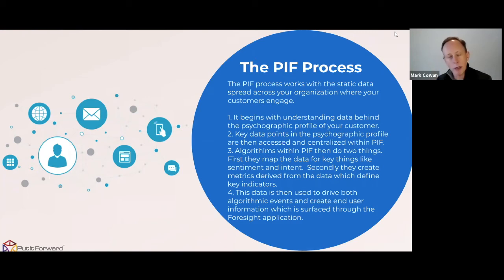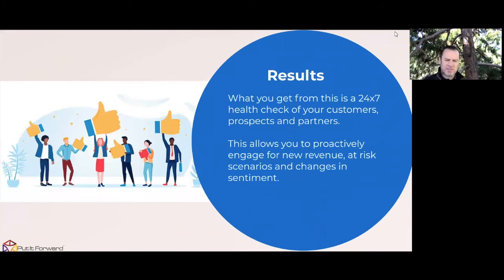And of course, that's just one other thing I'll say. We also surface that data inside point-in-time conversations that somebody may be having, or we use it to drive another automated process inside the enterprise. So basically, the key result from all of this is a 24/7 health check of your customers, prospects and partners. That means, from my interpretation, you have tabs on all of them at any time, and that can alert you to new revenue opportunities, revenue at risk scenarios, changes in sentiment, or other opportunities or dangers in the business.